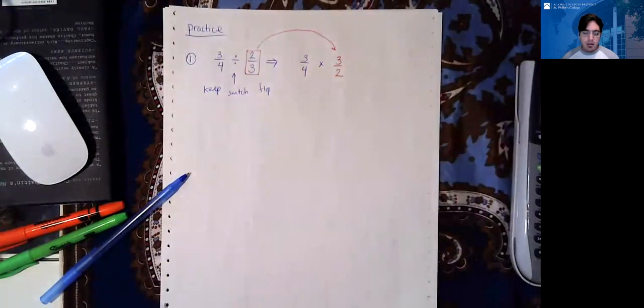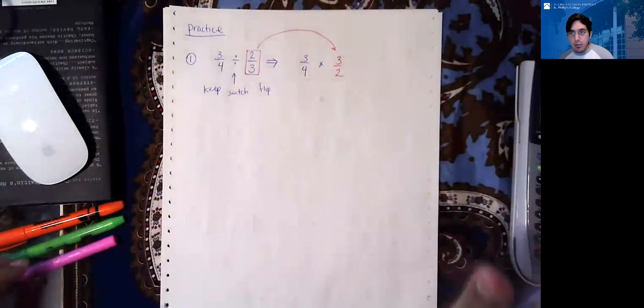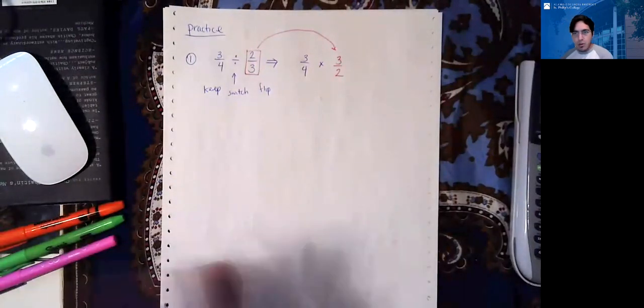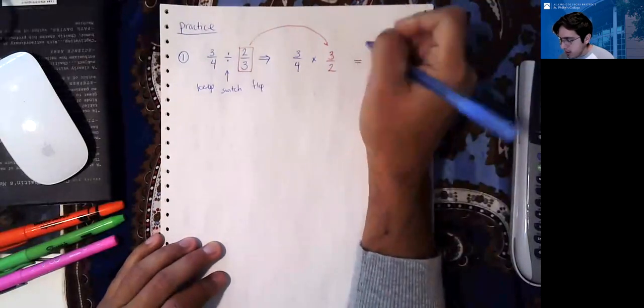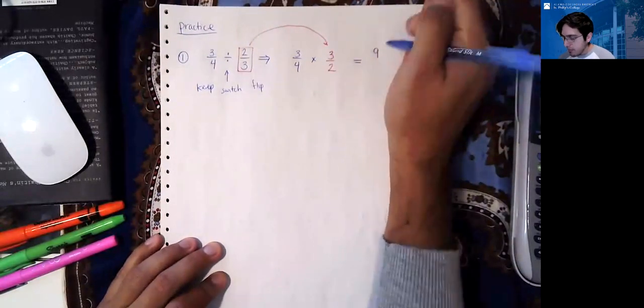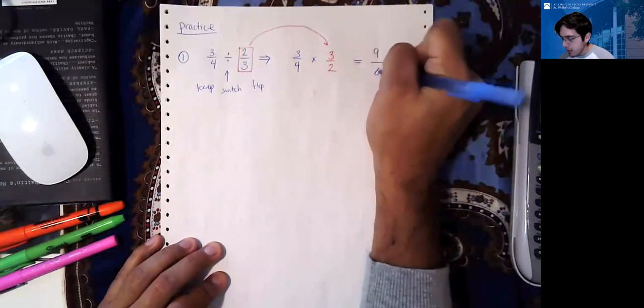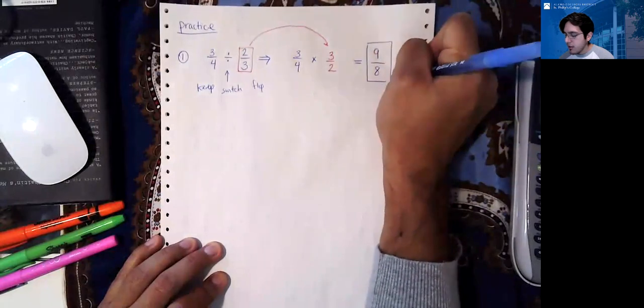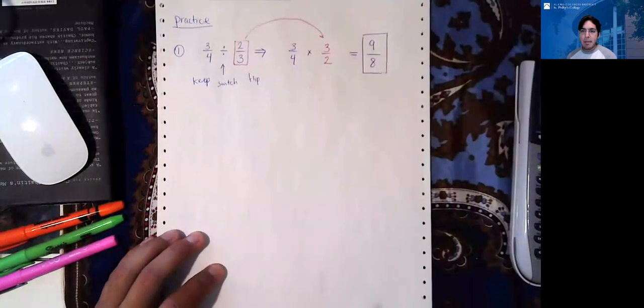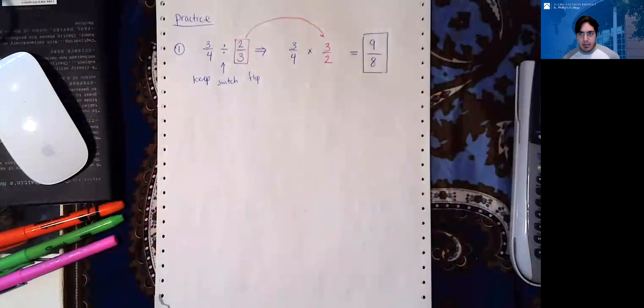Okay, then we're back in the world of multiplication, so we can just process that multiplication out. So 3 times 3 is going to be 9, and 4 times 2 is going to be 8. This fraction does not reduce, so that's going to be our final answer. Does anybody have any questions about that problem?